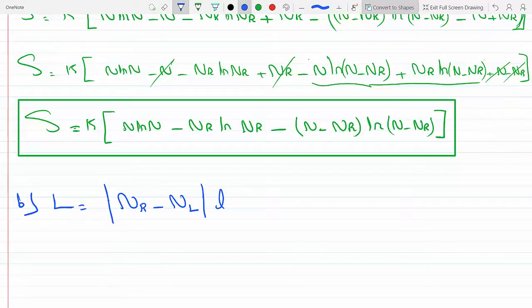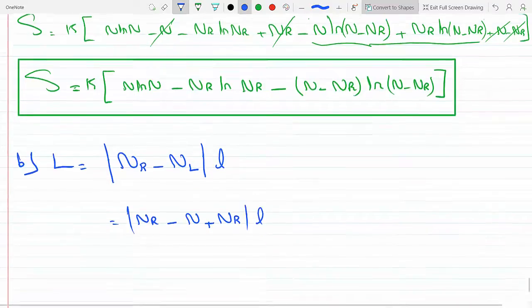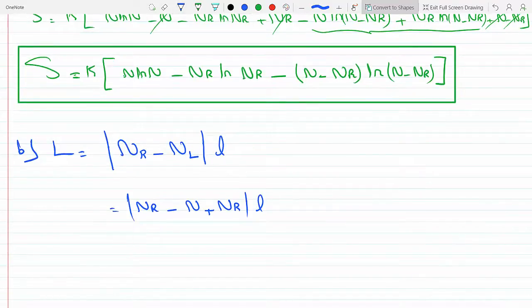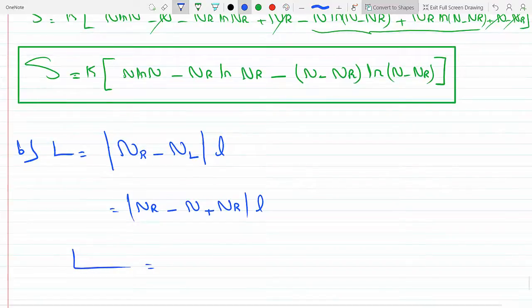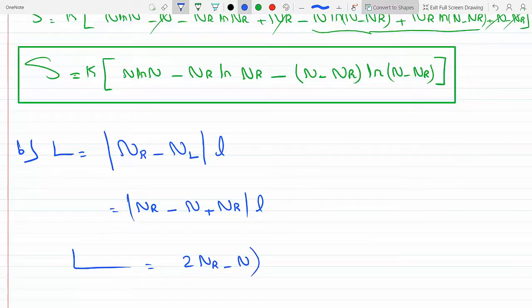Now we will replace nl with n minus nr, so this becomes nr minus (n minus nr) times l, and so we will get L to equal (2nr minus n) times the length.